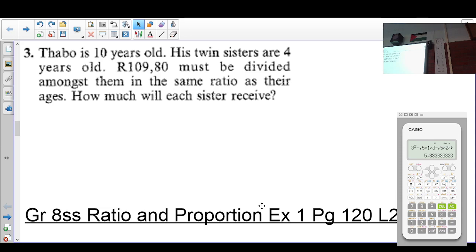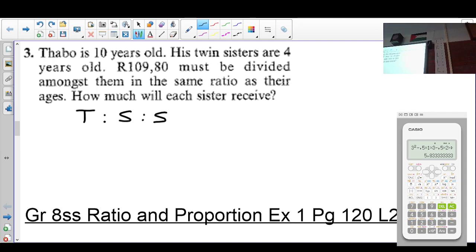180 and 109 rand and 80 cents must be divided among them in the same ratio as their ages. How much would each sister receive? So I'm going to set this up. The ratios. How are we going to set the ratios up here?